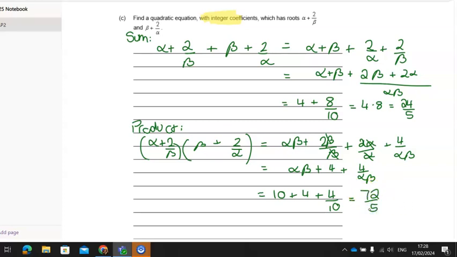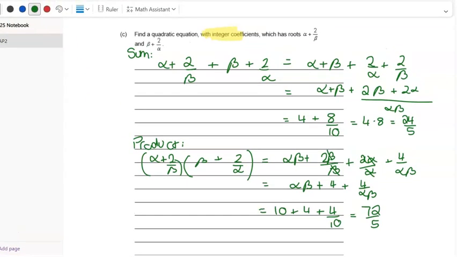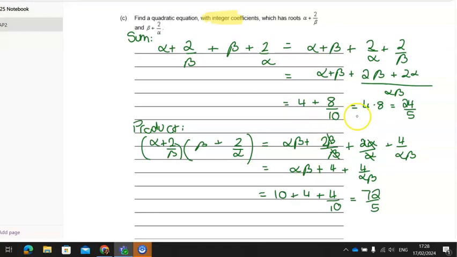Okay, so our new quadratic equation that we're looking for, because we're looking for a new quadratic, we know that the sum of our roots is equal to minus b over a. And the product of our roots is equal to c over a for our new equation. So if we make a equal to 5, then that means that b must be equal to minus 24 and c must be equal to 72.